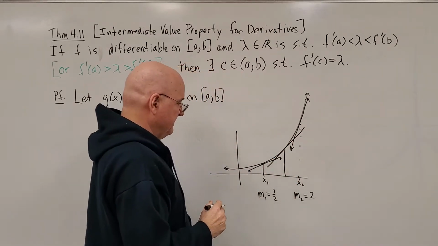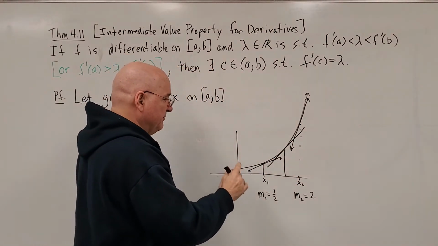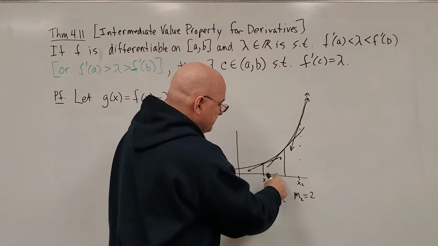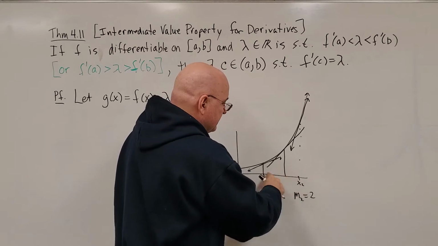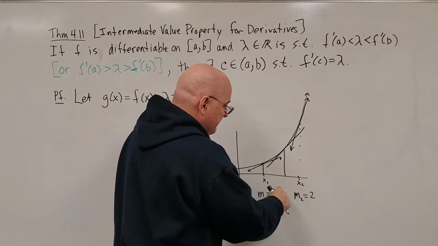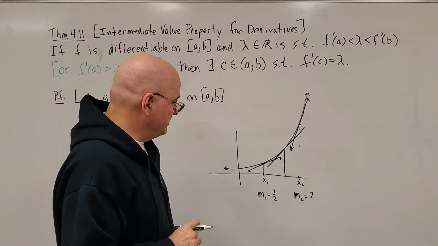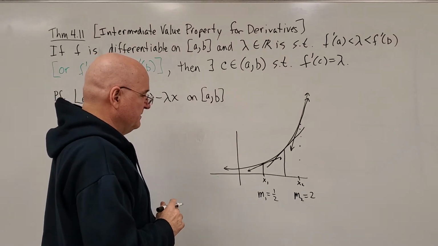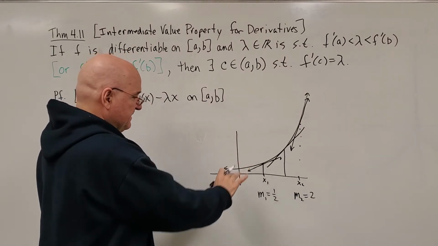Probably right about at that point. But for every real number between 1/2 and 2, there will be a point somewhere in here that has a derivative having that value. All of the numbers from 1/2 to 2 in this picture.